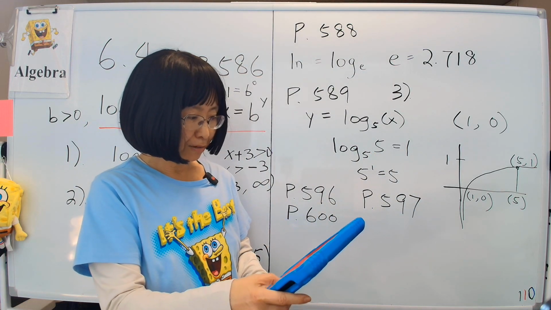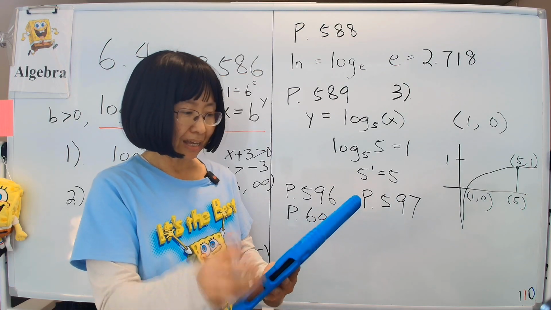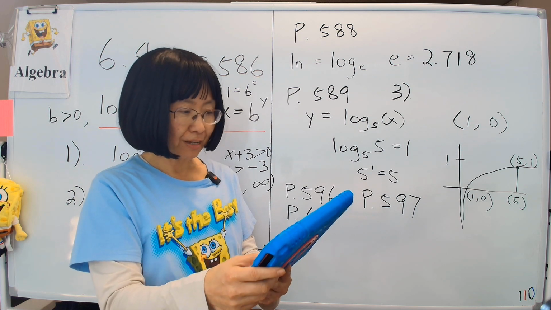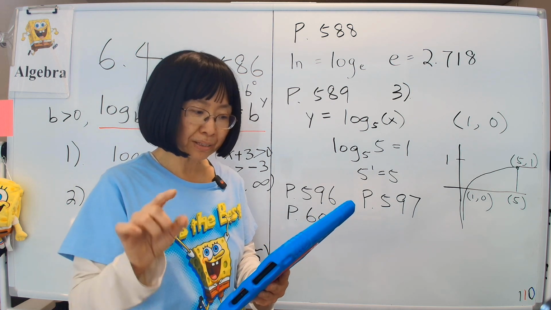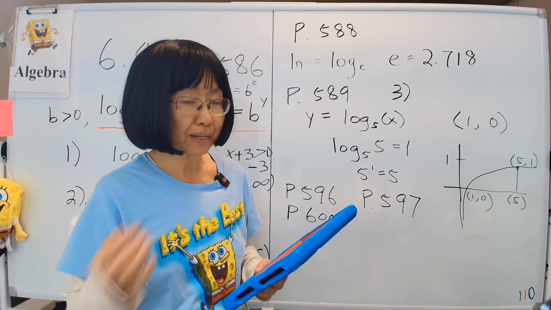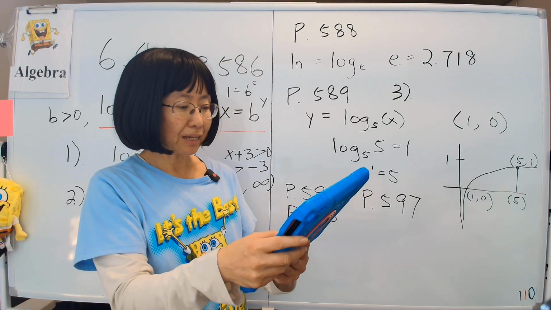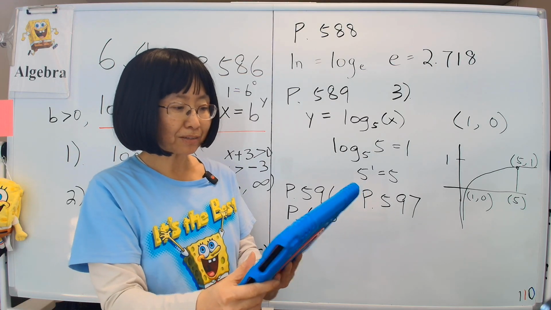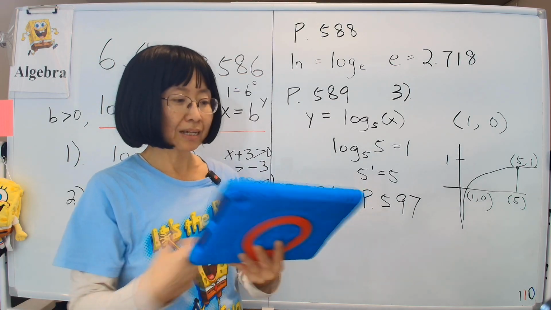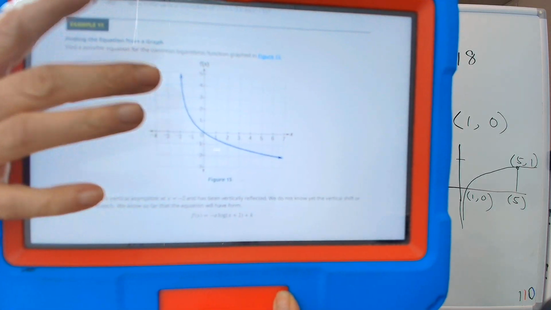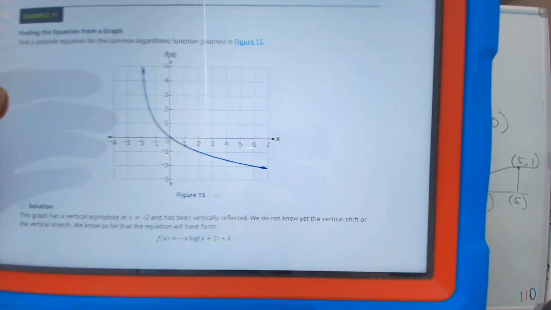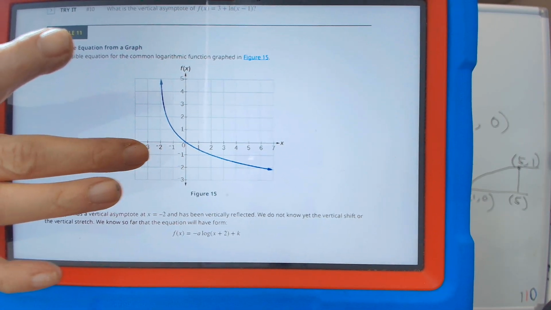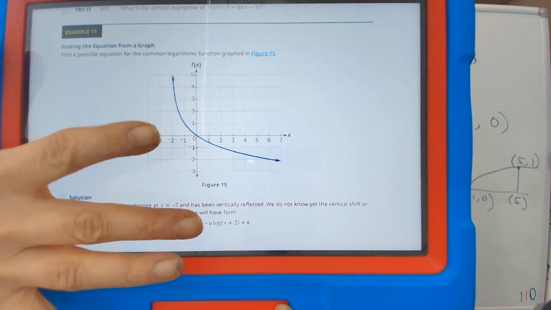So next, let's look at example 11 on the same page, page 600. We have some graph, and you're supposed to figure out the equation of this graph, assuming it is the common logarithmic function, that is, assuming that it is base 10. First, by looking at the graph, we'll assume that the asymptote is at -2, because it looks like it's going crazy over there. That is, it's going to an asymptote right there. So at -2, in other words, x plus 2 is the asymptote.